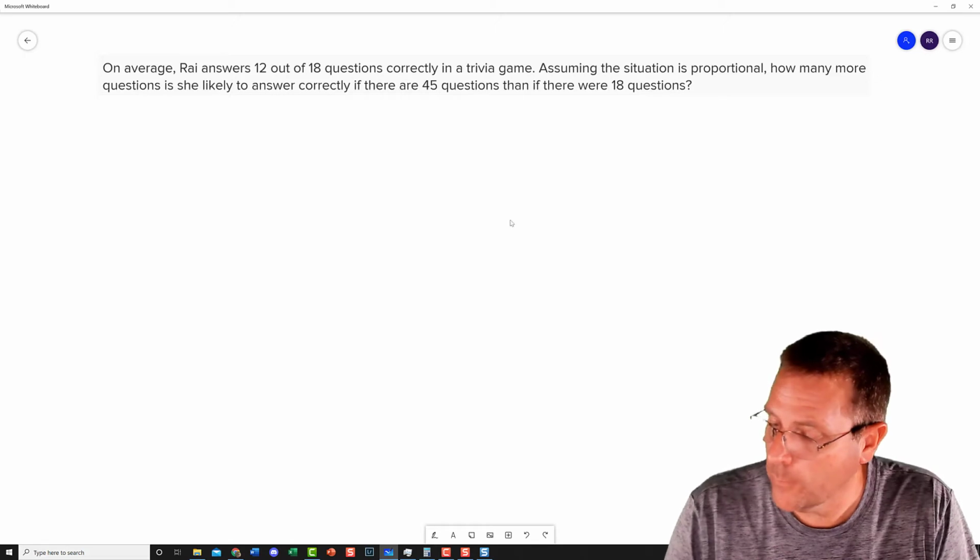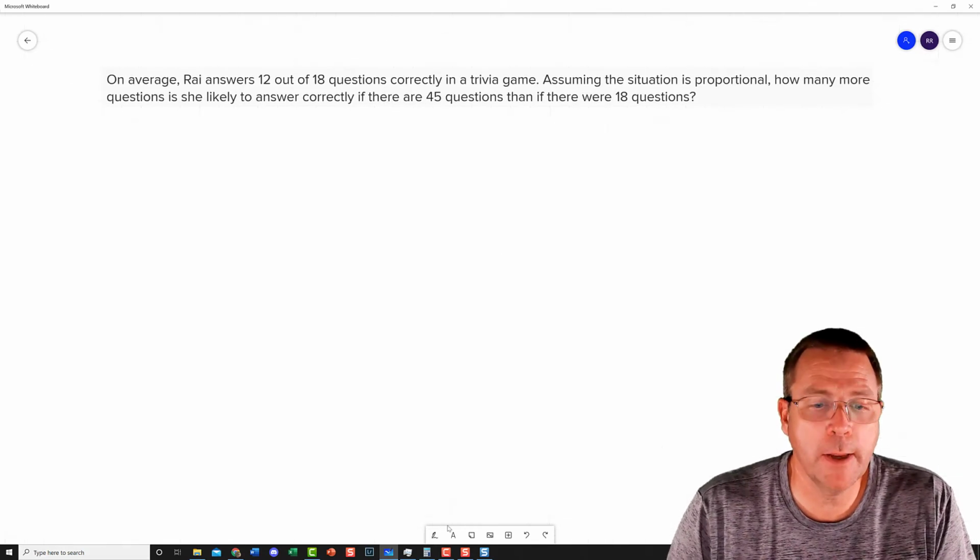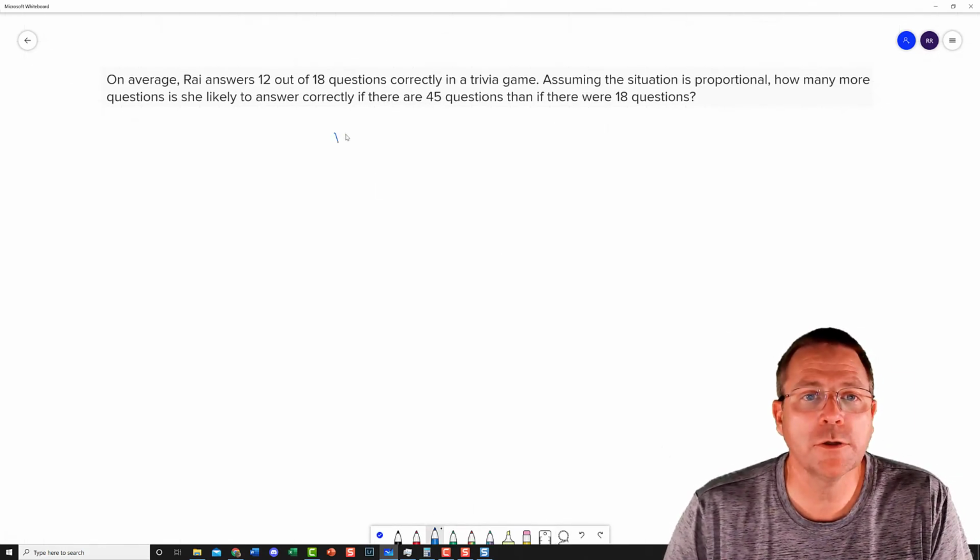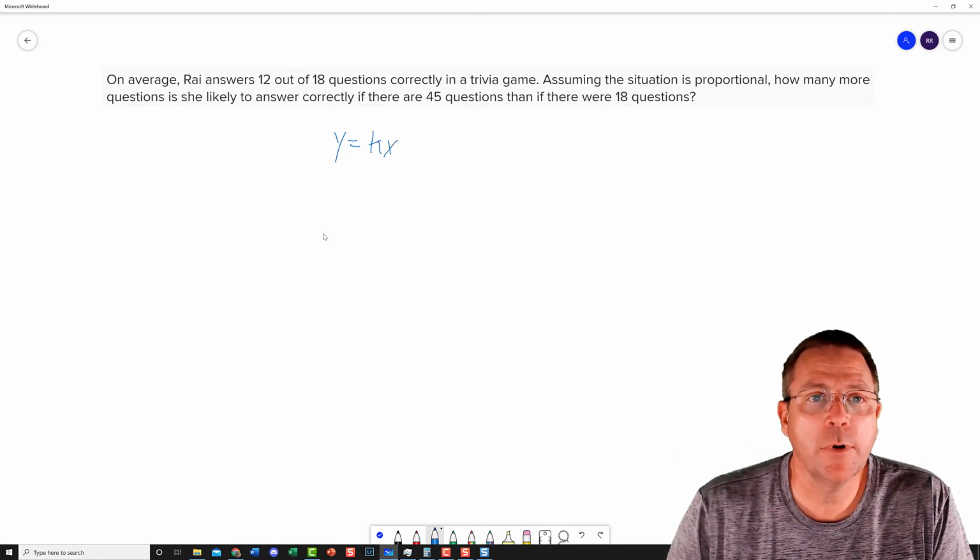So, first thing we need to do, using our big kid math, write our direct variation formula, y equals kx. Now we're going to put in our pieces parts. Remember, y over x, so 12 out of 18: y is going to be the 12, k is going to be what we're looking for, 18 is going to be our x value.